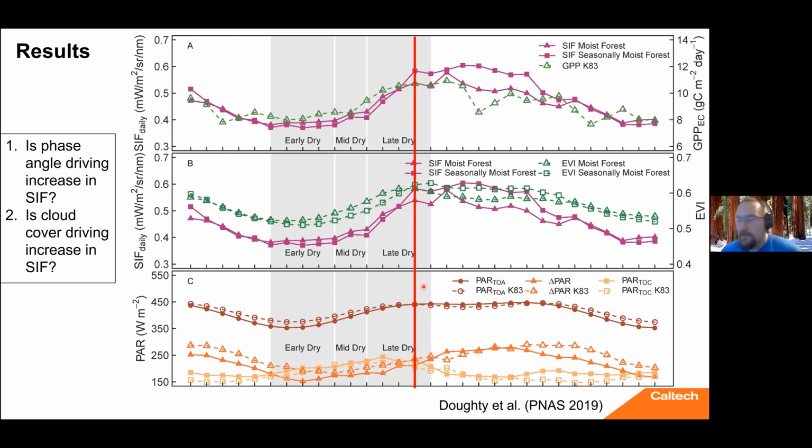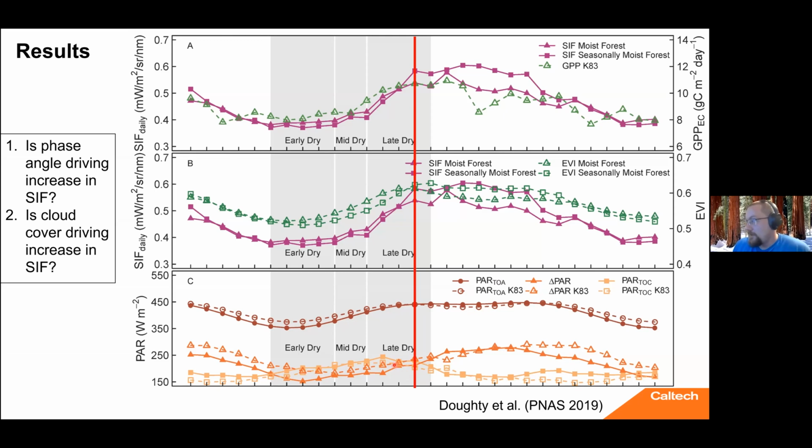And as far as cloud cover, we have satellite reanalysis data for PAR at the top of the atmosphere and PAR at the top of the canopy. And so what I did is I took the difference of these two to estimate the amount of PAR that's being absorbed in the atmosphere or is being reflected by the atmosphere back into space. And so this is a proxy for cloud cover. And so if you look at these two orange lines down at the bottom, what I've done here actually is I've plotted PAR at the top of the atmosphere, the top of the canopy, and then the difference between these two using the satellite reanalysis data and data from the K83 tower. And they agree very well, as you can see.